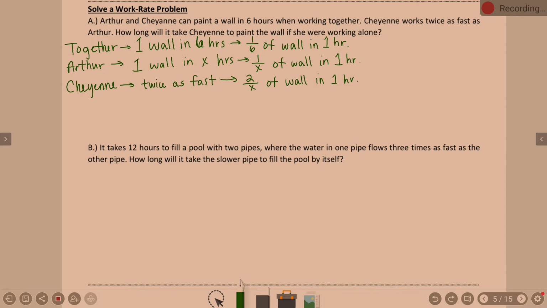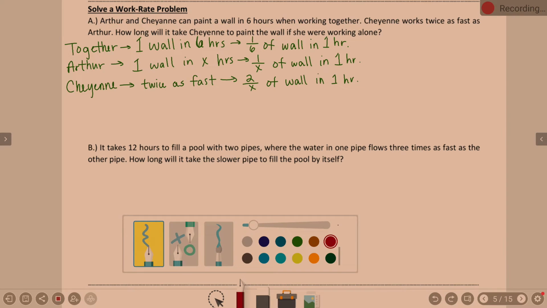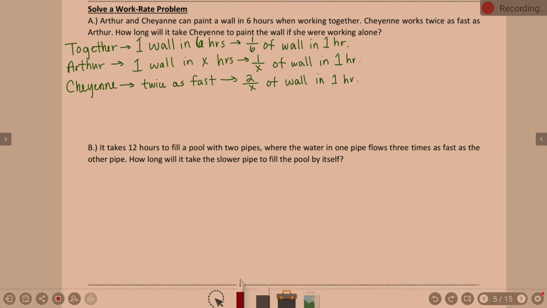Okay, guys. We're ready to write our equation. We have all the pieces. It's a very easy equation to write in that whatever Arthur can do plus whatever Cheyenne can do is going to total whatever they can do in an hour. So do you see this? So my equation then can be written as Arthur's 1 over X plus Cheyenne's 2 over X, and that's going to equal their together 1 over 6. That's the equation that represents this situation.